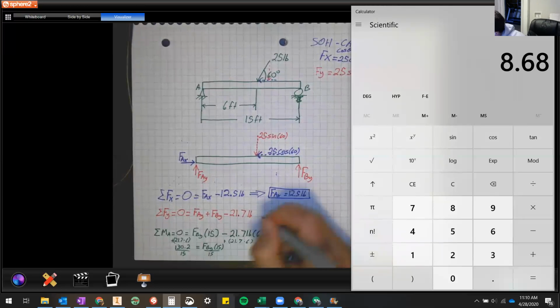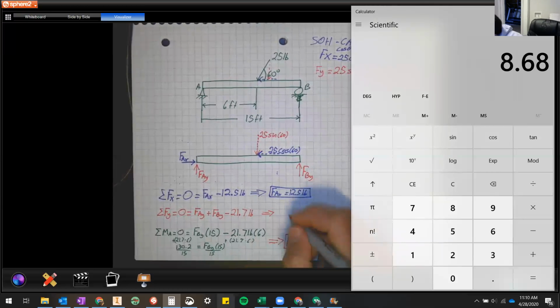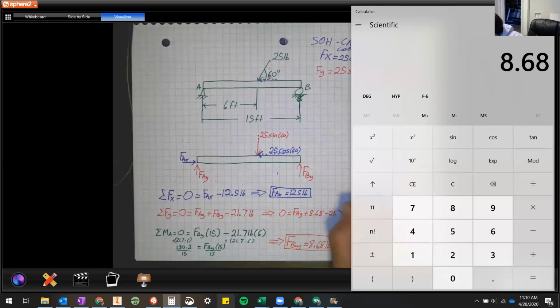So now I can plug in over here. I can say 0 is equal to FAY plus 8.68 minus 21.7. So I would take all of this and move that over to the 0 side. And so then I could say FAY is equal to 21.7 minus 8.68, 13.02 pounds.